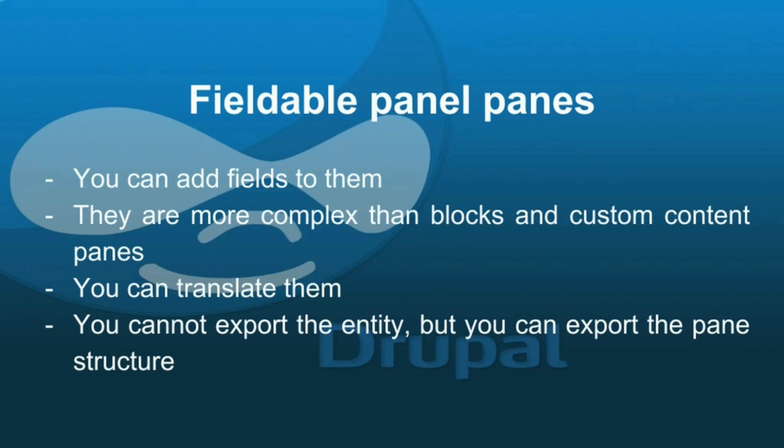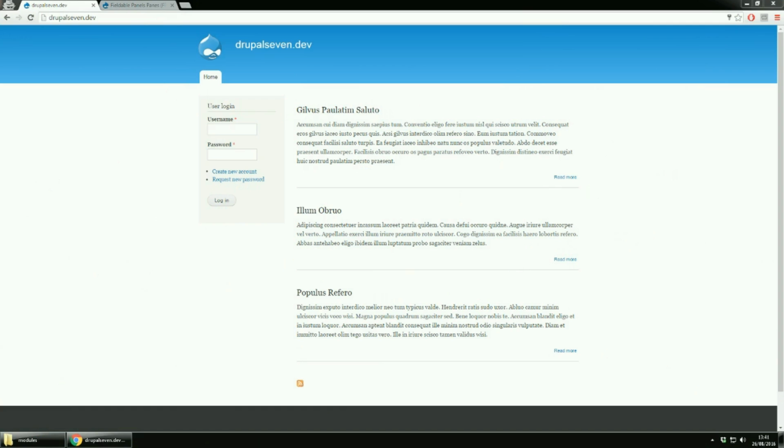Let's view these things inside Drupal. For this, you'll need to have a Drupal instance. I'm using Drupal 7, and I've shown you how to create it in our first lesson. You'll find the URL in this video's description. Blocks, we have them by default in Drupal. Custom content panes, we've activated that module in our first Drupal lesson. It's a submodule of the ctools module. We don't have fieldable panel panes.